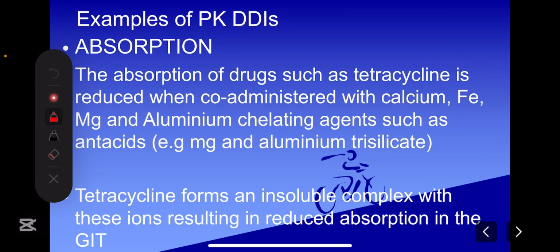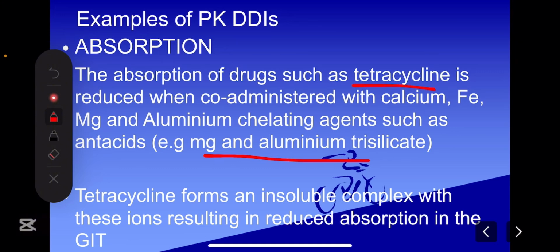For absorption, there's a drug called tetracycline. Tetracycline is an antibiotic, which we all know. When tetracycline is administered with magnesium and aluminum trisilicate, which are used in the treatment of peptic ulcer disease, if you give magnesium or aluminum trisilicate to an individual and tetracycline at the same time, the absorption of tetracycline is reduced. Tetracycline is not absorbed the way it's supposed to.